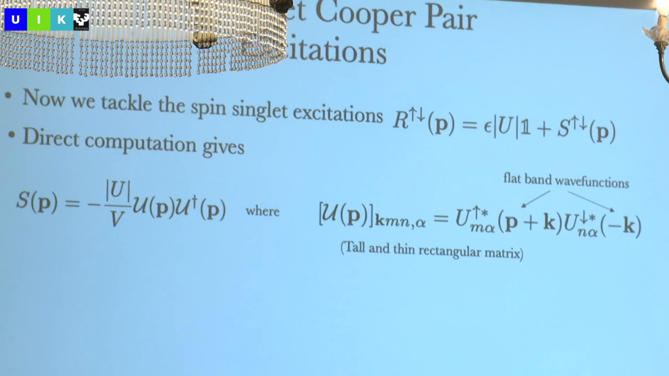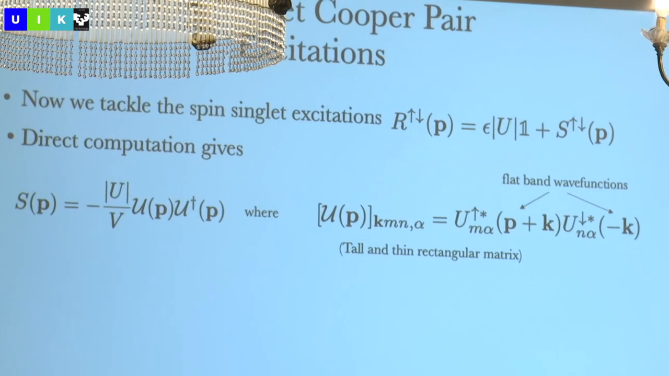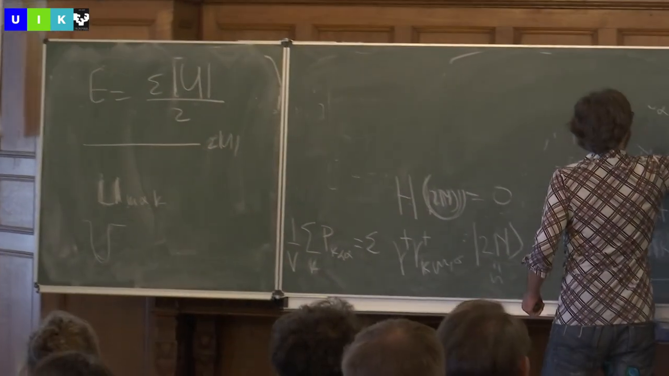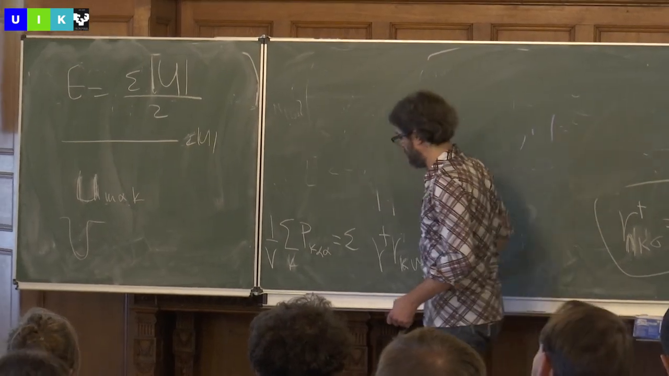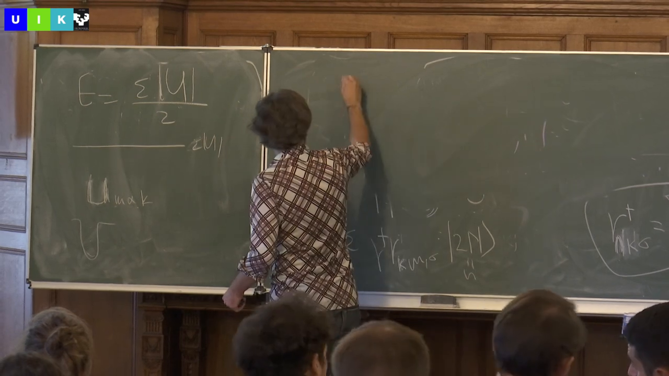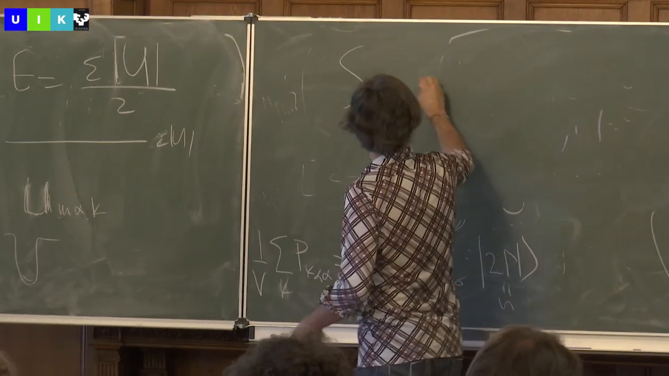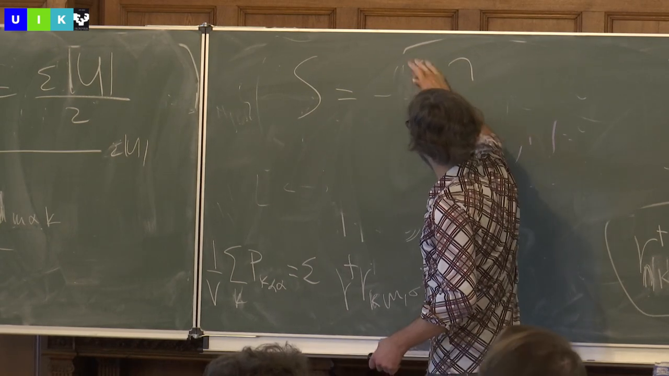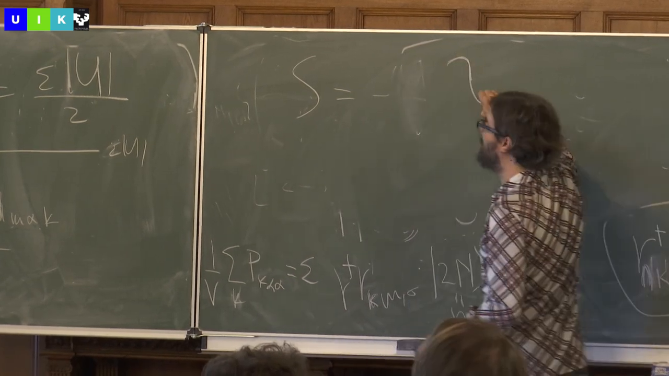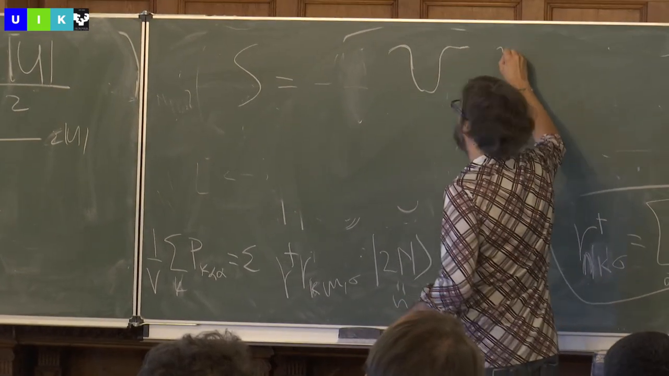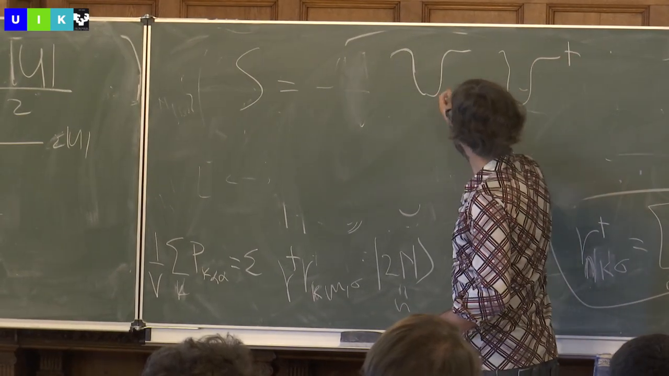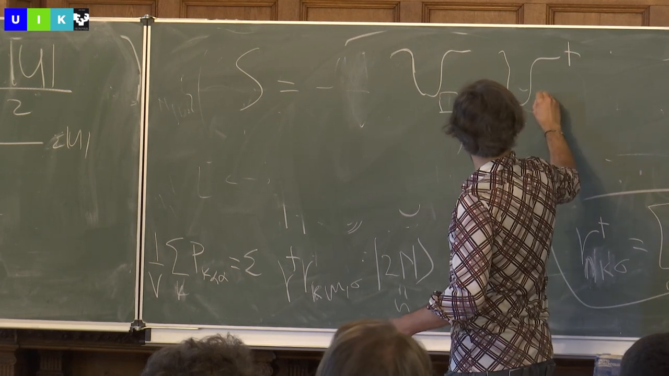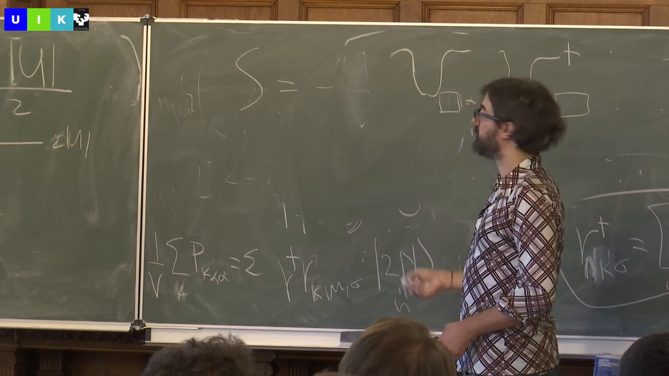And the reason is the following. Whenever I have a matrix that's the product of u and u dagger, okay? So let's say my S is minus Hubbard u over v. Let's take minus math cal u dagger. And this is a huge matrix here times alpha, and this is alpha times a huge matrix, right?